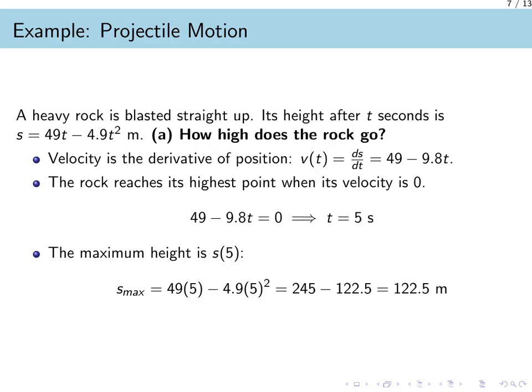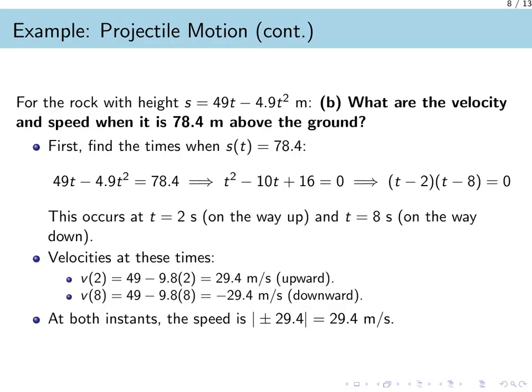The key takeaway is that we can find the maximum value of a quantity by identifying where its rate of change is 0. Next, let us find the rock's velocity and speed at a specific height, which requires us to first find the times it is at that height.